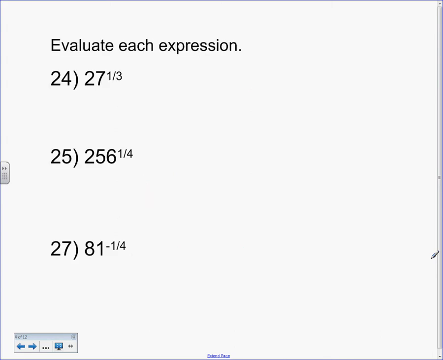Okay, evaluate each expression. So how could I rewrite this? Because I don't know what 27 to the 1/3 is. So if you've forgotten the word, this is called the index, okay? So the index is 3, so the cubed root of 27. Well, I know what the cubed root of 27 is by now. It's 3. You should know what the cubed root of 27 is by now. It is 3.